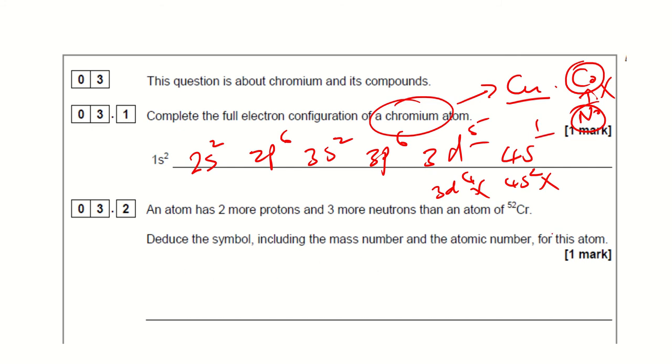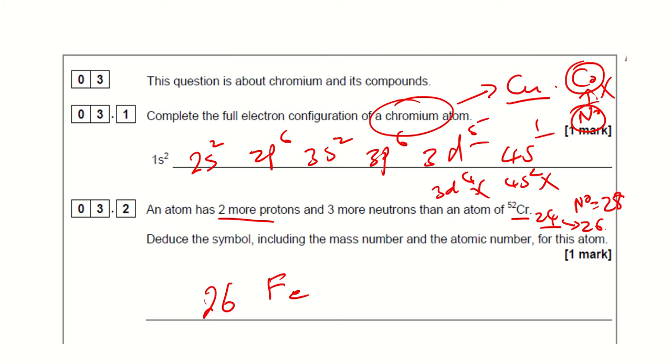Okay, deduce the symbol including mass number and atomic number of this atom. So we've got an atom that has 2 more protons, okay, and 3 more neutrons than chromium. What I would have done is go to the periodic table and find chromium, which is of course 24. So the number of neutrons in that is 28. This thing has 2 more protons, so if there's 24 protons in chromium, we must be going up to 26. So 26 is the atomic number, and if we go to our periodic table and find 26, that tells us that it is iron.